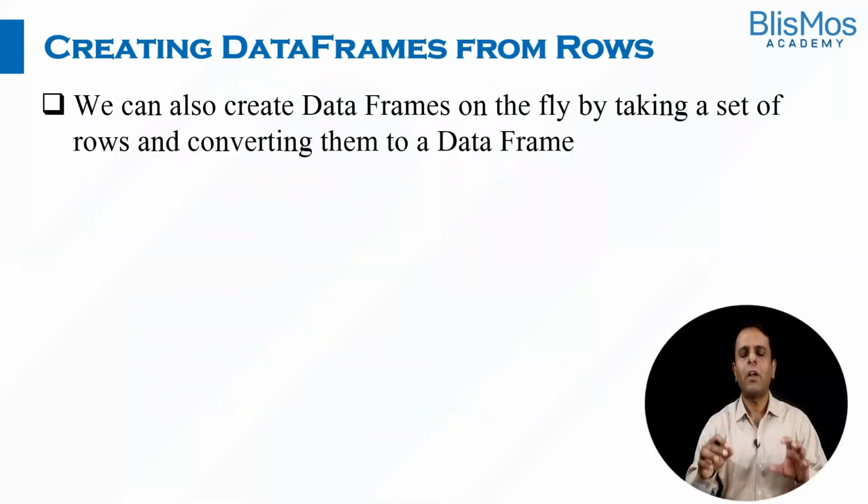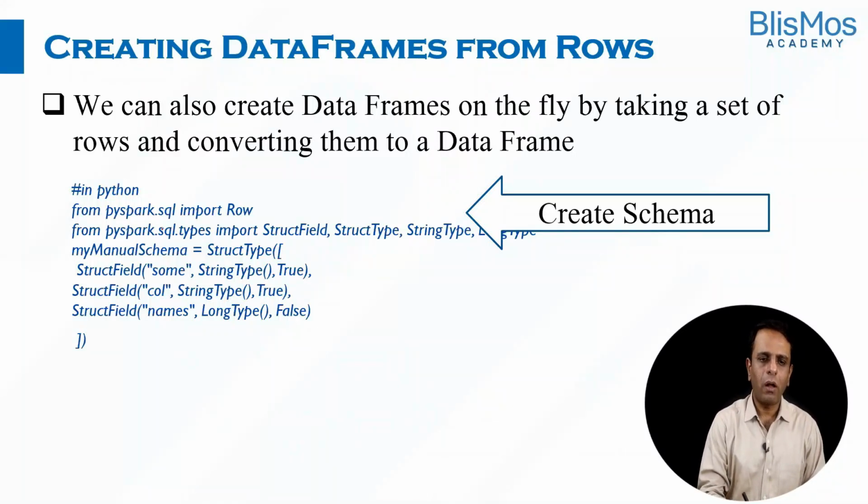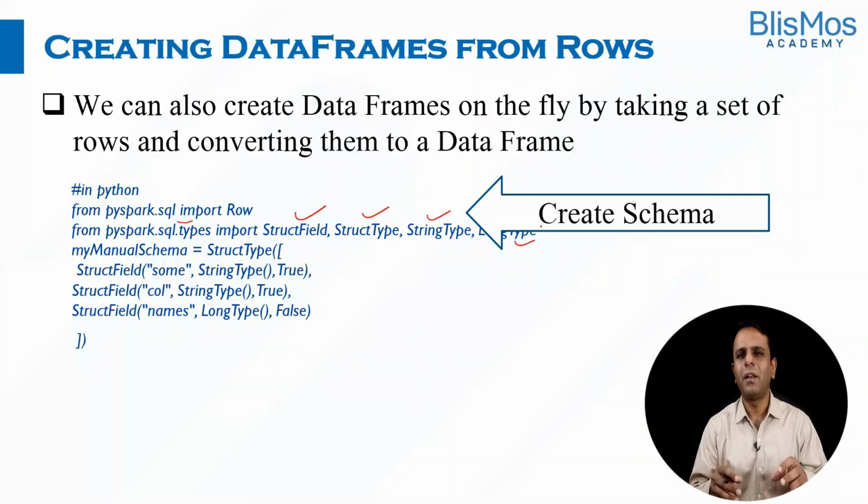Next thing is, we have to create a data frame on the fly by using a set of rows. So how do we do that? First and foremost thing is, we have to create a schema. How do we create the schema? We need to import all the SQL types before creating the schema, like StructField, StructType, StringType or LongType, whatever data types you are going to use as a part of creating the schema, you have to import them first.